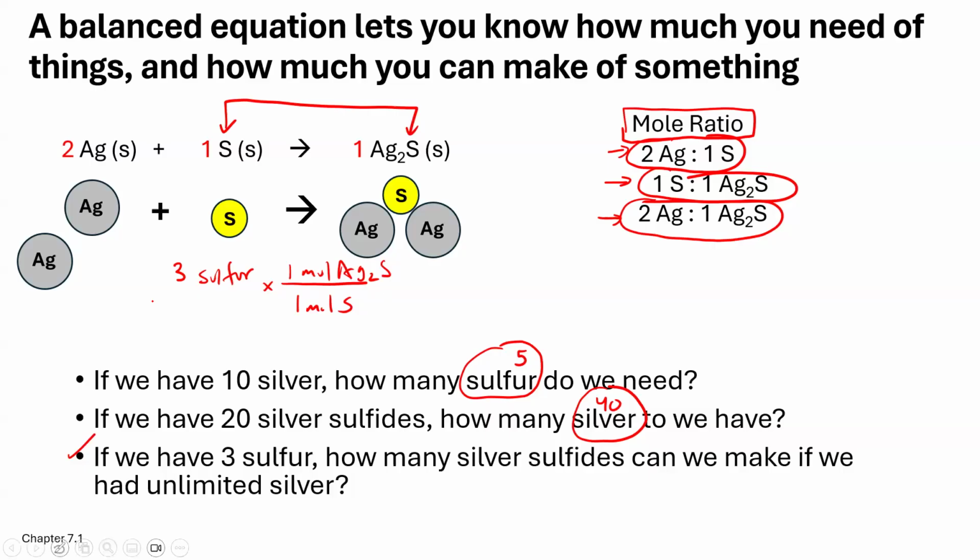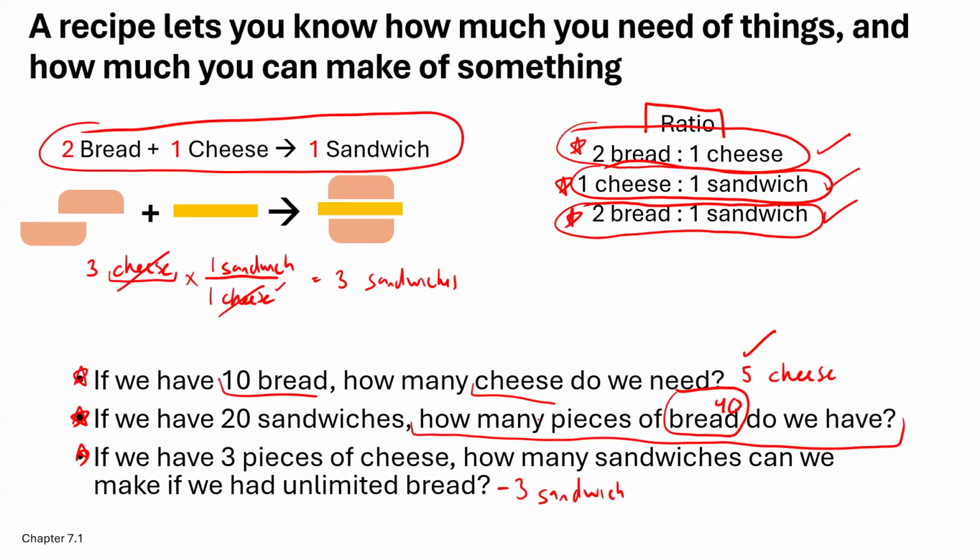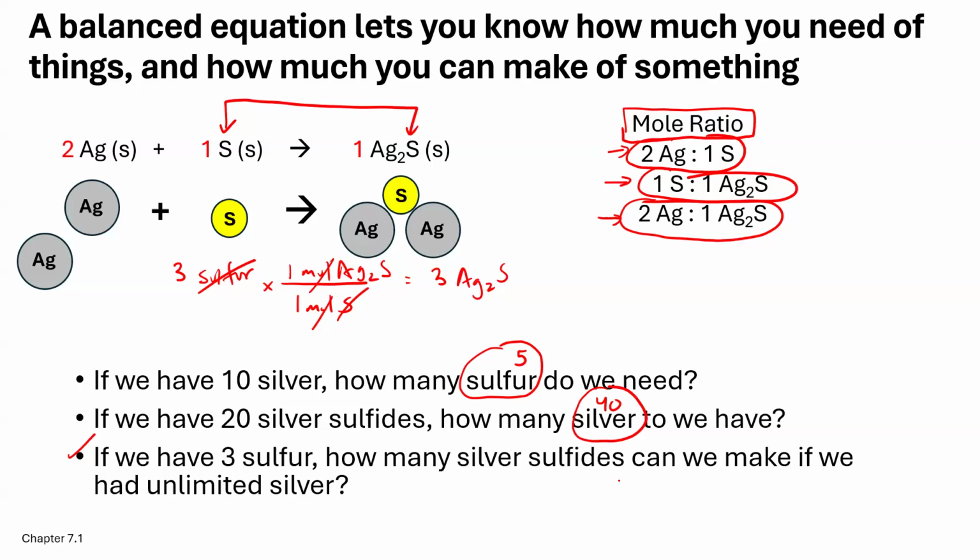All right. And, oh sorry, I wrote that out. It's just supposed to be a symbol. I forgot. Sulfur cancels out. Moles cancel out. We're left with three silver sulfides. Just like we had three sandwiches in the last one, right? So it works exactly the same for these chemicals. And the problem is when you click over from sandwich to silver sulfide, you lose a lot of that mobility and that ability to be able to use mole ratios.